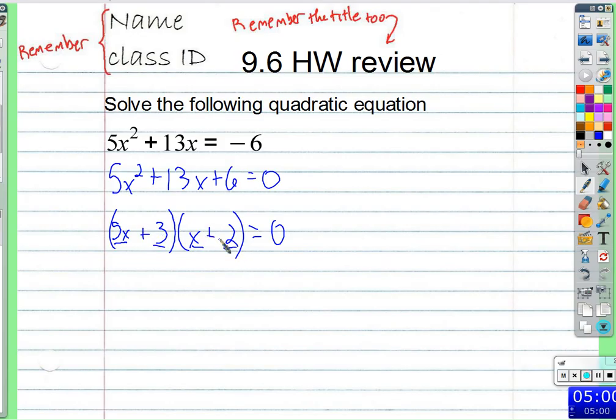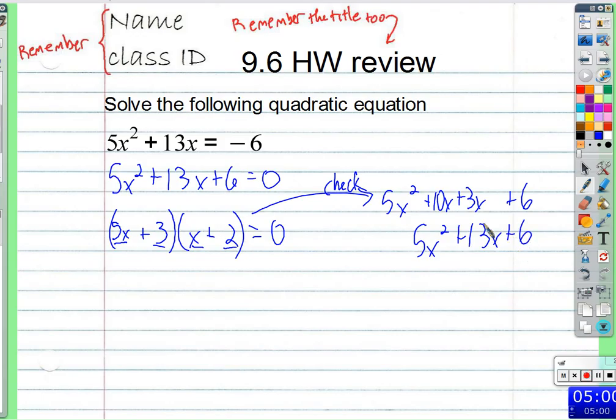Check it. See if that's correct. You get 5x squared. We get plus 6, of course. We get plus 10x and plus 3x, and that works. 5x squared plus 13x plus 6, just like we wanted to get. Now that we know that we factored it correctly, it's almost the last thing we do.